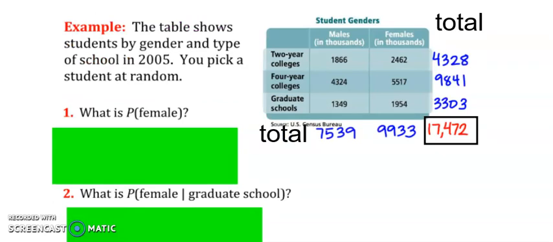All right, next up. Here we have a two-way contingency table. This table is comparing gender, male versus female, versus the type of schooling that someone has had, whether it's 2-year, 4-year, or grad school.